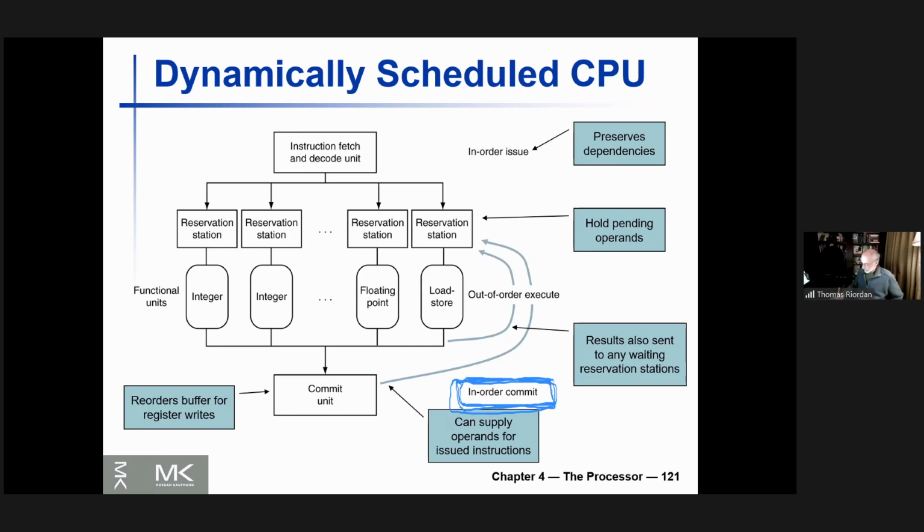So out of order issue and in order commit. Those are the two things: out of order execution or issue, and in order commit, so that you can maintain precise state. If something goes wrong, you can tell the software guy exactly what was wrong.